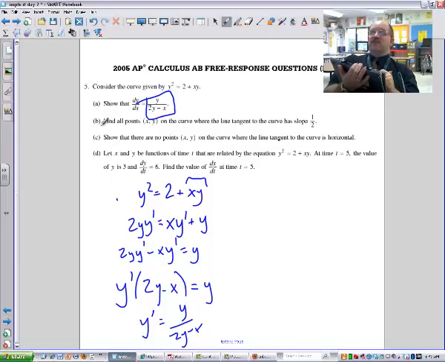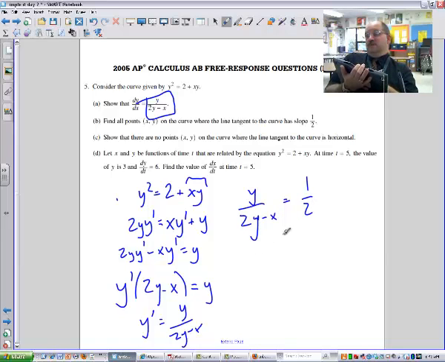The second part says find all the points x comma y on the curve where the line tangent to the curve has a slope of 1/2. Well, we need to find out all the points where the tangent line has a slope equal to 1/2. So where is the slope, which is this, equal to 1/2? So where is y over 2y minus x equal to 1/2?